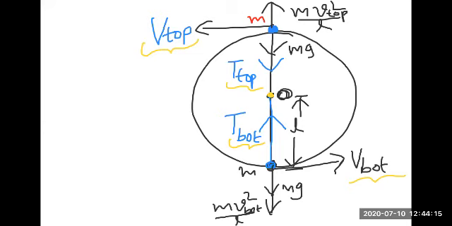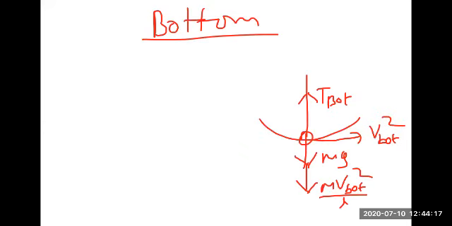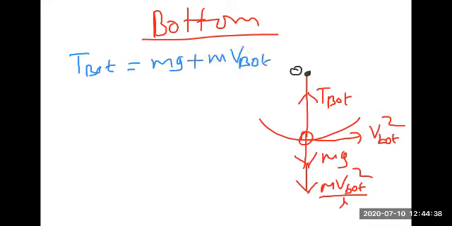Now let us check here. This is the bottom position. This is the point of suspension, O. And mg downward, m v bottom square by L downward. So from that information, I understood that tension at bottom is equal to mg plus m v bottom square by L. This is the formula for tension at bottom. So now we got the tension at bottom formula.